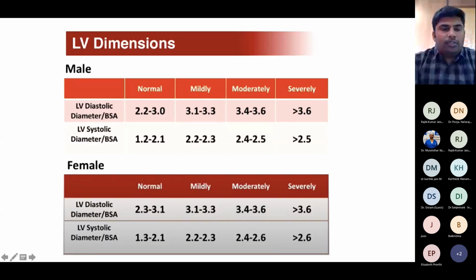These are the normal values of LV dimensions measured by linear methods. The highest normal diastolic internal diameter is 3 centimeters in males, and in females it is 31 millimeters. The left ventricular end systolic diameter in males is 21, the highest normal, and the same in females. So LV dilatation can be quantified as mild, moderate and severe based on these values.